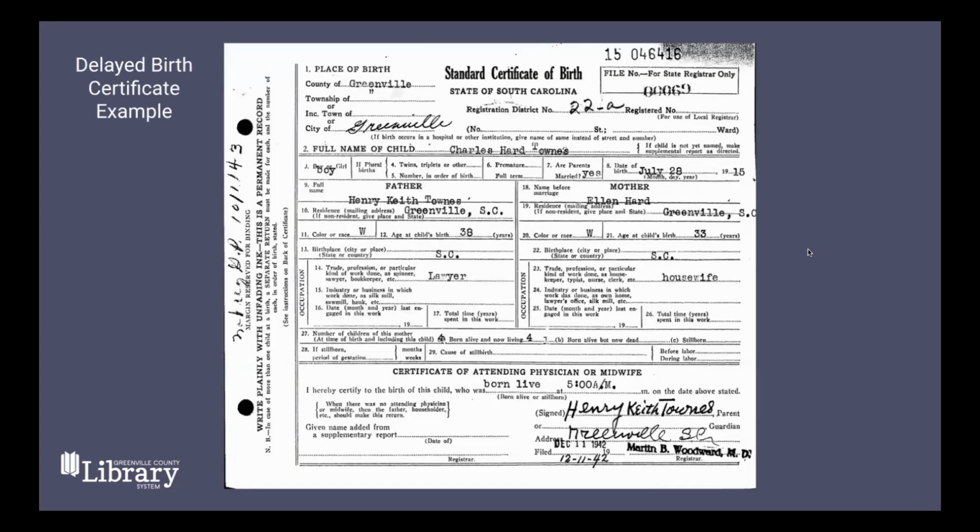There's also records that are called delayed birth certificates. I don't know if you've ever seen any of these for your ancestor, but delayed records are exactly that. They are issued after the event, so after the fact. And this example is from the physicist Charles Hard Townes, who was from South Carolina and born in Greenville. And you can see on here that this birth certificate was not issued until 1942, but he was born in 1915 on July 28th.